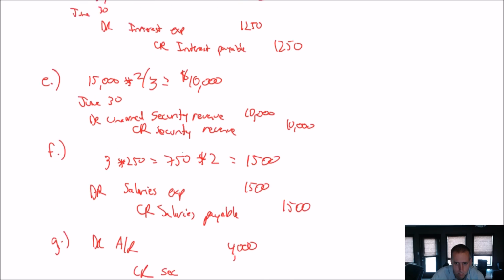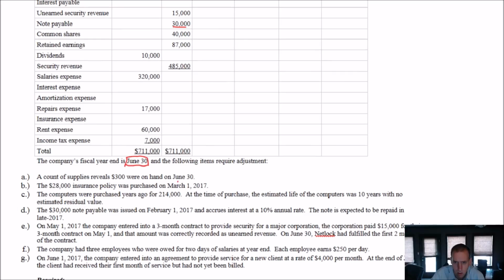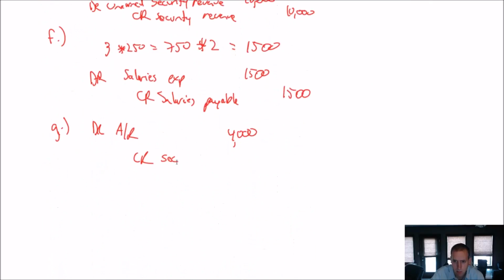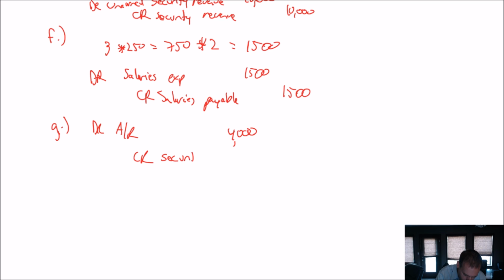Do we have any other types of revenue? Let me just make sure. That's it. It's security revenue. That's the type of revenue our company earns. $4,000. Okay. At that point, we've completed journal entries A through G. We've done all of our adjustments. In the next part of the video, we are going to transfer our adjustments into the adjusted trial balance and see where we end up. Okay, stay tuned for the next part of the video.